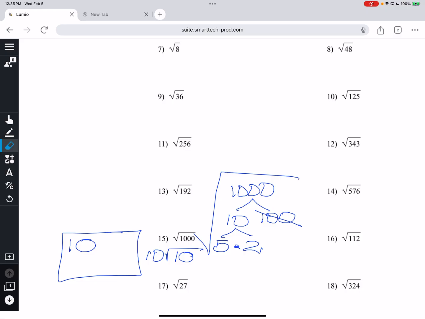17 should be fairly straightforward as it matches number 5. All right, going to the back.